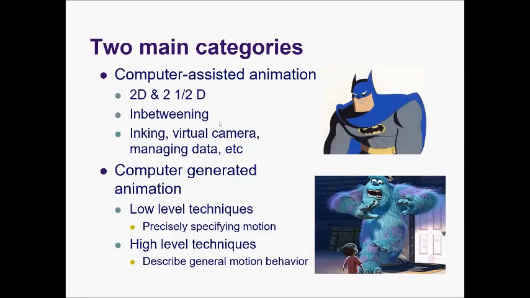So there are two main categories of animation. We have computer-assisted animation, 2D and 2 and 1/2 D. In betweening, there is inking, virtual camera, managing data, etc. And there is also computer-generated animation, where there are low-level techniques, precisely specifying motion, and high-level techniques, which describe general motion behavior.